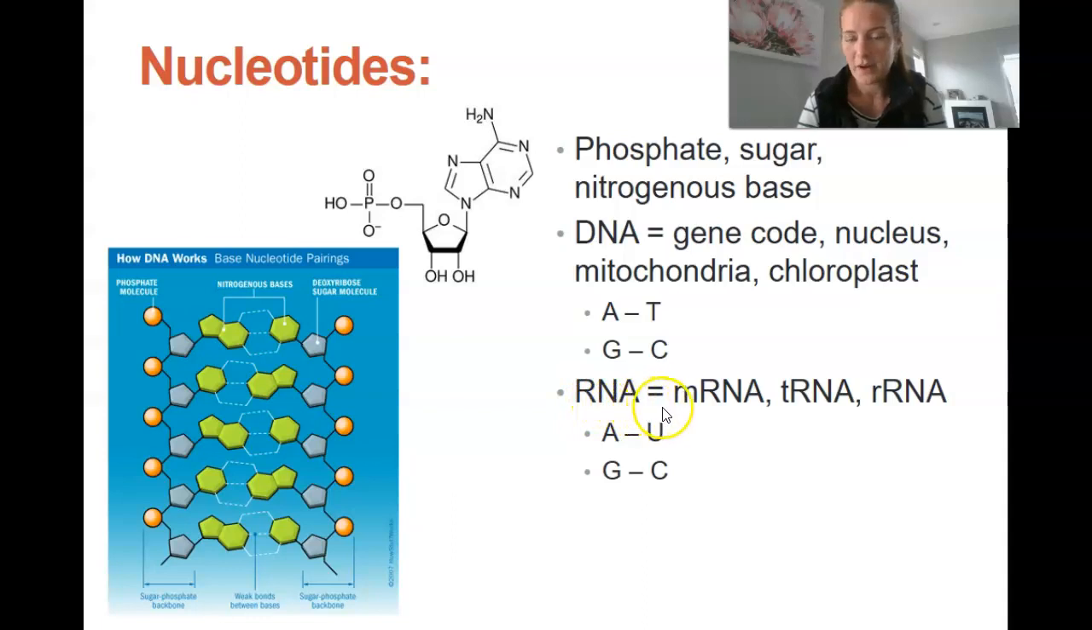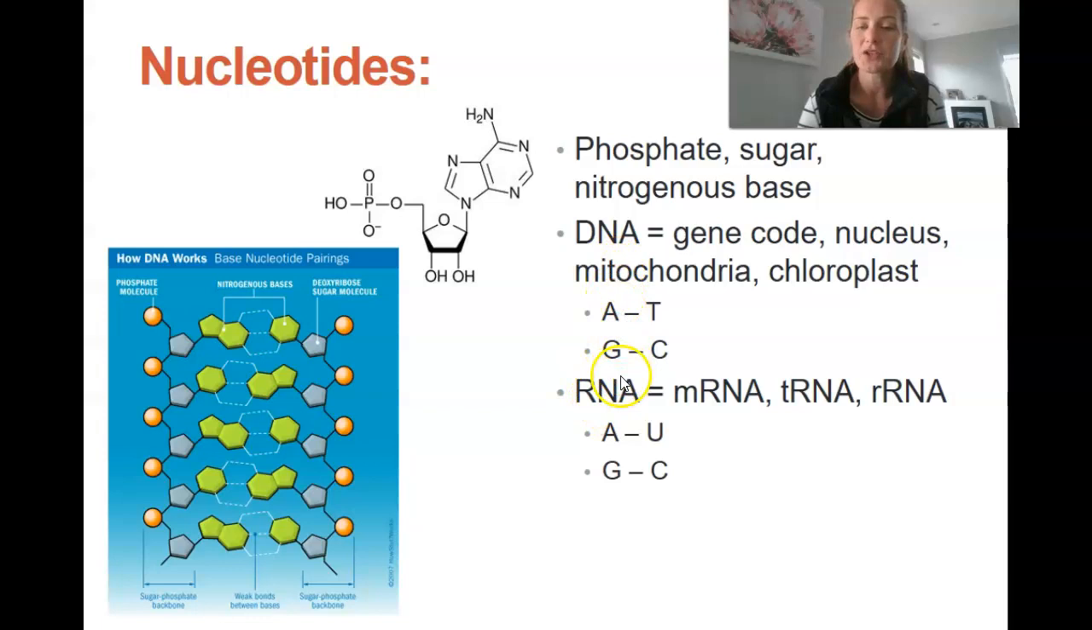RNA, what forms do we find RNA in? Messenger RNA, which we talk about in transcription. tRNA, which comes about when we're talking about translation. And rRNA, which we never really discuss in great detail, but we know that it's part of the structure of a ribosome.